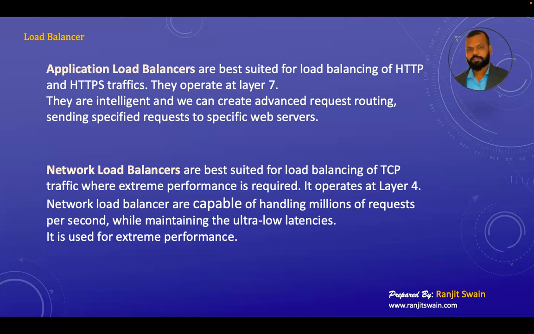Just try to understand this. The network load balancer is best suited for load balancing of TCP traffic, Transmission Control Protocol, where extreme performance is required. It operates at layer 4. Network load balancers are capable of handling millions of requests per second while maintaining ultra-low latencies. It is used for extreme performance. So that is the difference. So the application load balancer is best suited for HTTP and HTTPS traffic, like web-based applications, like web servers. When you need extreme performance, you go for the network load balancer.